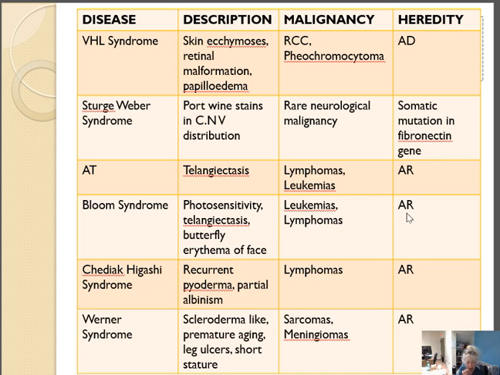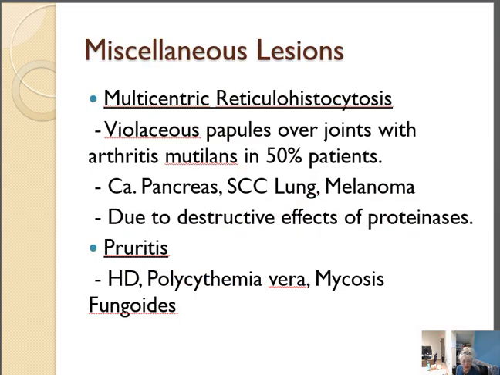It's autosomal recessive. Chediak-Higashi is recurrent pyoderma with partial albinism because they can't fight infection. It can also cause lymphomas. And Werner syndrome has scleroderma-like premature aging, leg ulcers, and short stature. They're prone to sarcomas and meningiomas. And these are some miscellaneous lesions. I said mycosis fungoides is associated with leukemia.